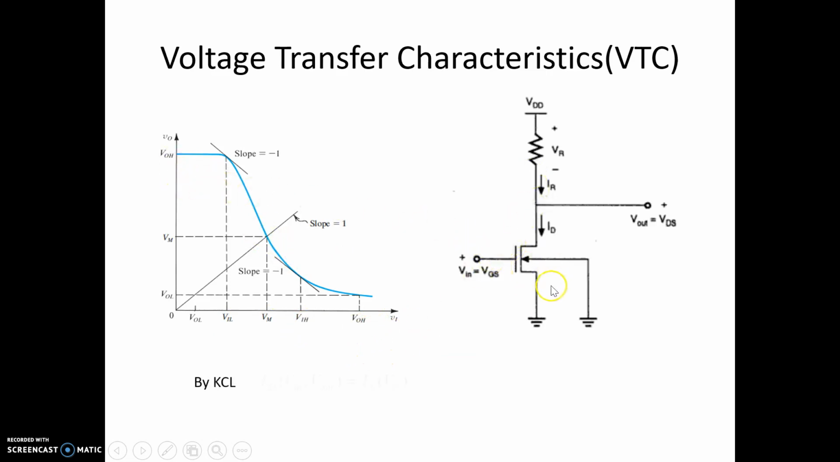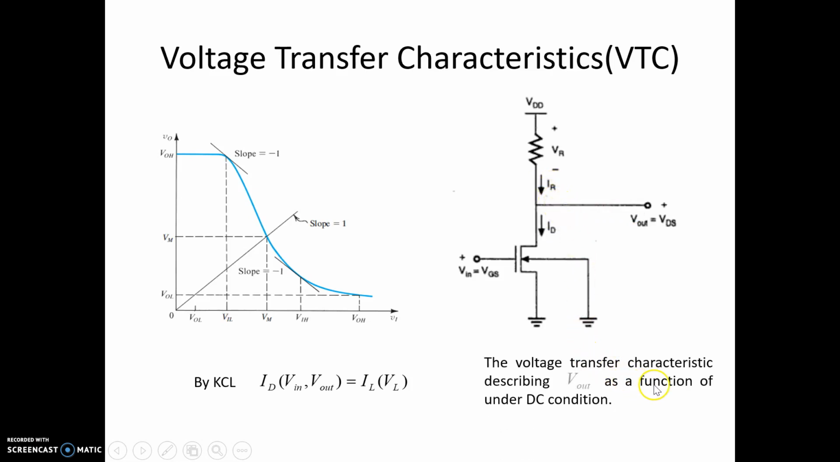By KCL, the ID current equals the IL current, which means drain current equals load current. Since there is no current in this path, the ID current equals the IR current. Voltage transfer characteristics describe the output voltage as a function of input voltage under the DC condition.